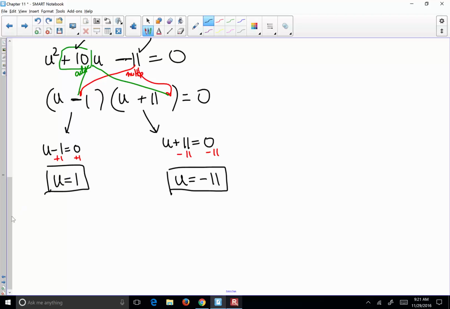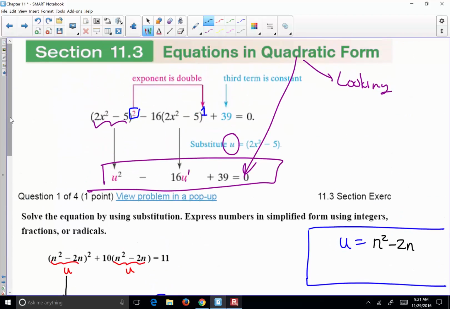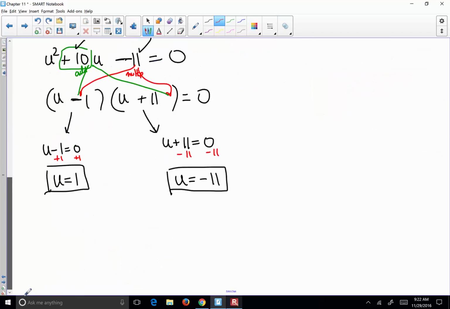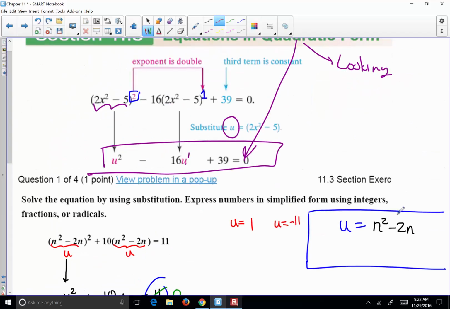I solved for u's and these are for u's. But did they ask me what u's are in this question? They're asking what n's are. So you can't give them u's because they won't even know what u is. U is a variable you made up. So you need to go back and enter the values you found. You found u as 1 and negative 11. You need to first try u equal 1 and solve for n, and then you will try u equal minus 11 and solve for n.